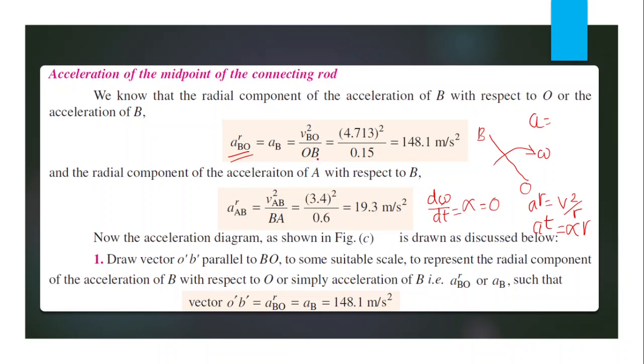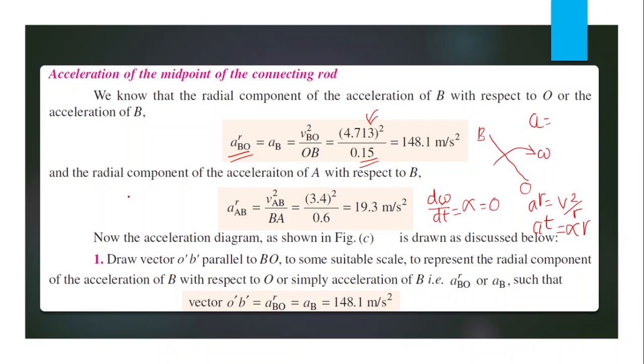V square by R, where we have already found V as 4.713. That squared, divided by the length 0.15, is equal to 148.1 meter per second square.